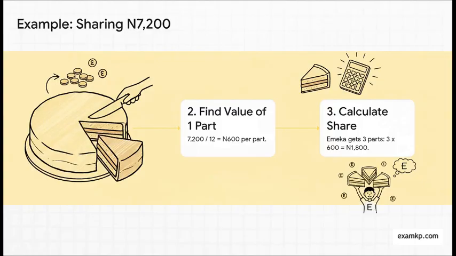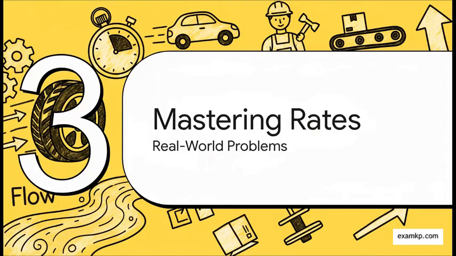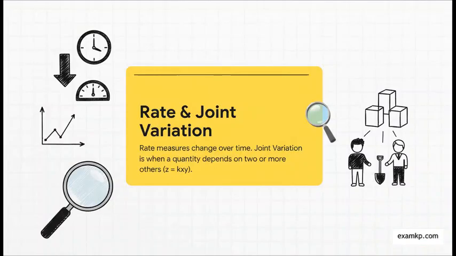Total opposites. So now that we've got a handle on these core relationships, the partnership of direct variation and that seesaw of inverse variation, let's see how they actually play out in the real world when we start talking about rates of change. So a rate, it's really just a special kind of ratio that measures change, and usually it's change over time. Think about the speed of a car in kilometers per hour. That's a rate.